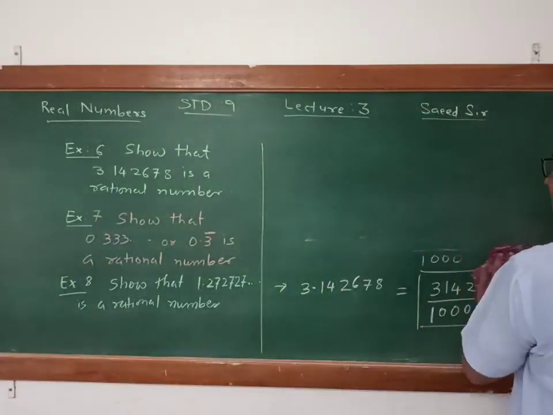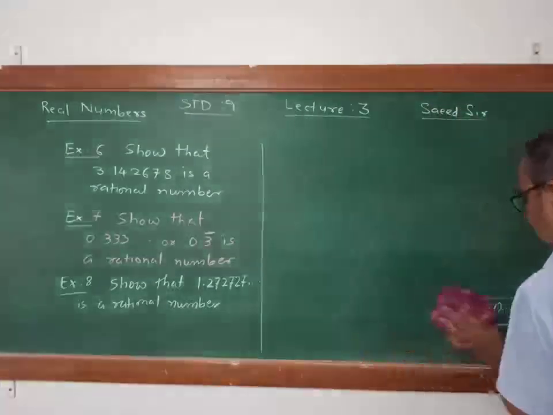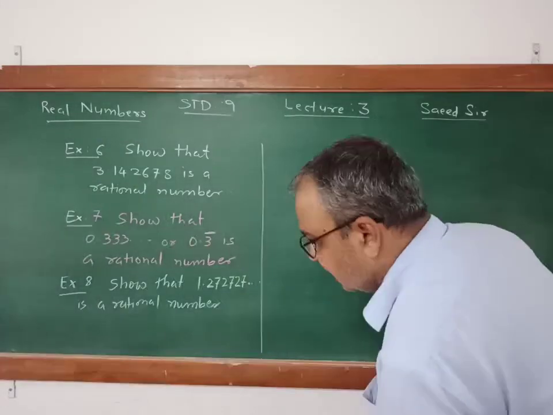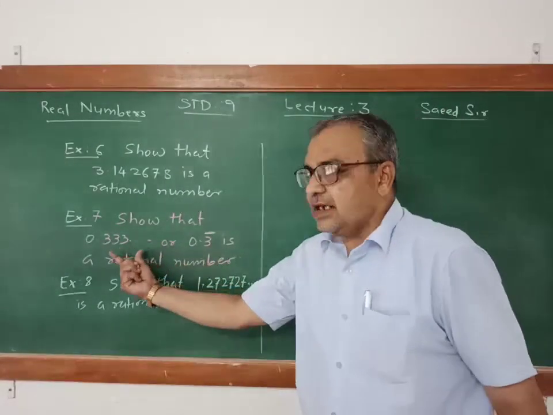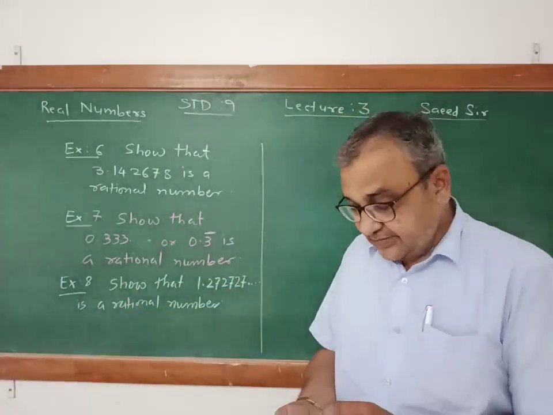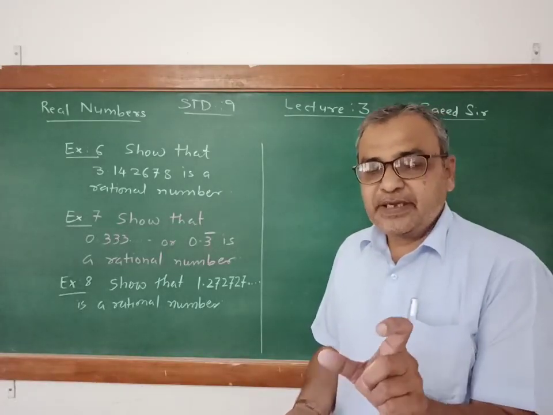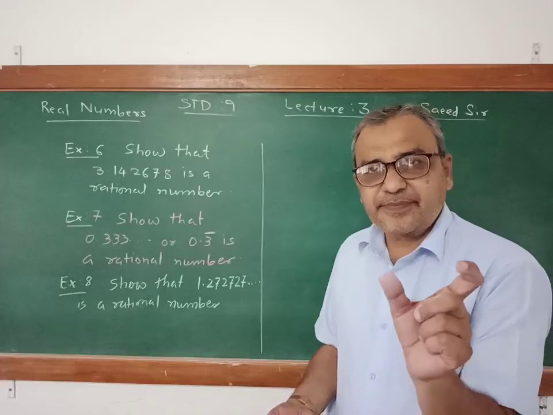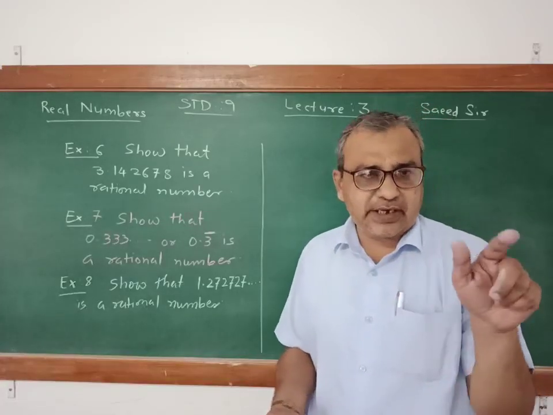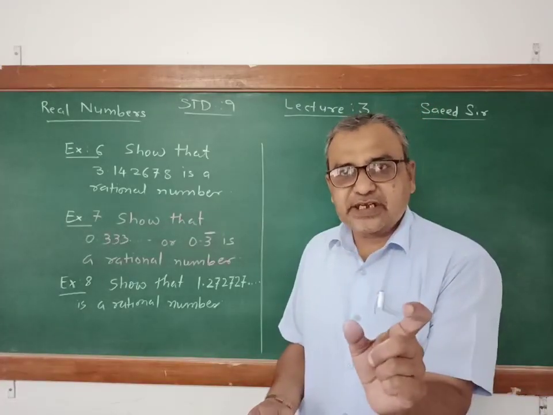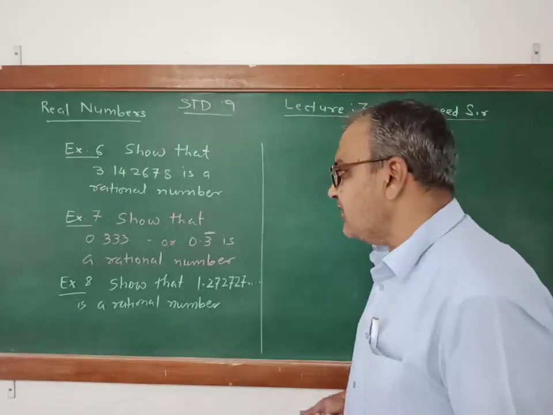Now we are going for example number 7. In example number 7, this is a repeating string. It is non-terminating. It does not stop, and a block repeats. Here there is a one-digit block. Now how can we solve this?